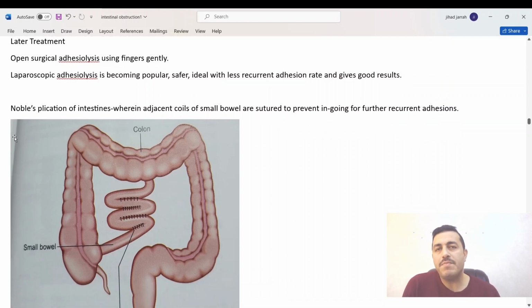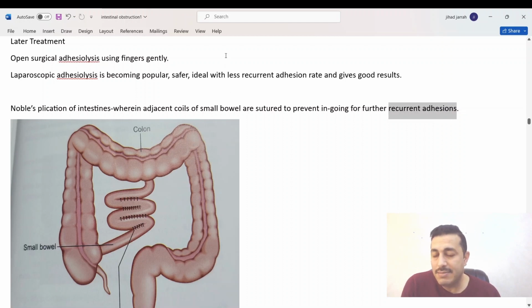Of these, they are classified as external plication. Plication is like fixation of the small bowel, or internal plication. Of the external plication, we have Noble's plication of the intestine. You can see these are for recurrent adhesion.